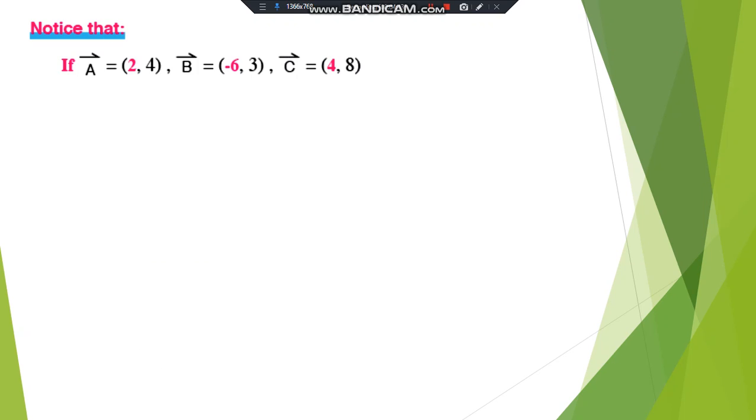So let's have an example about parallel and perpendicular vectors. We have vector A represented by the ordered pair (2, 4), vector B represented by the ordered pair (-6, 3), and vector C represented by the ordered pair (4, 8). Then vector A is perpendicular to vector B, because of the condition of perpendicularity we said before: if we have A, this is x1 and this is y1, and this is x2, y2.